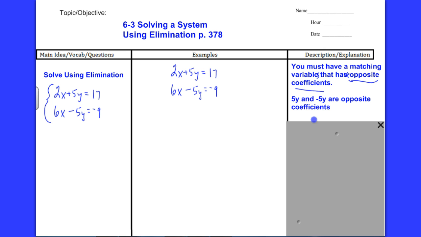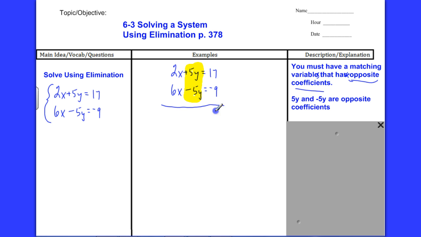5y and negative 5y are opposite coefficients. They're both 5, but one is positive and one is negative. This is what you're looking for: the same number, but opposite signs on the same variable. Now, it can be the x, but you notice the x is not the same. So this is the magic thing right here, that 5y and negative 5y. Because those are opposites, we can do a new trick to solve this question a lot easier than using substitution.